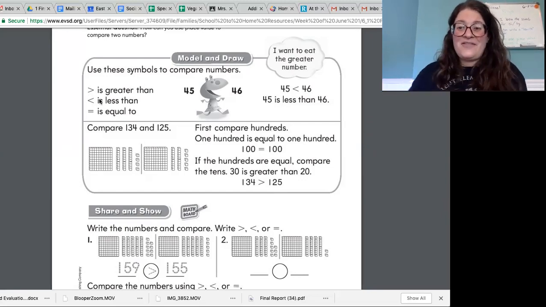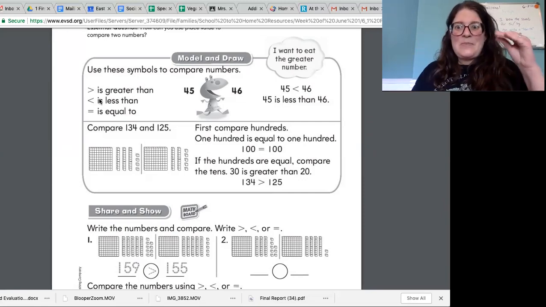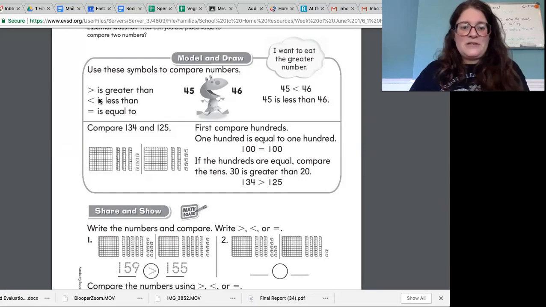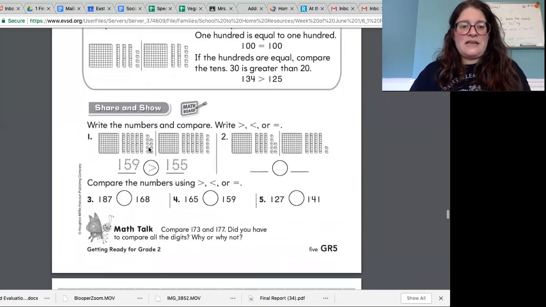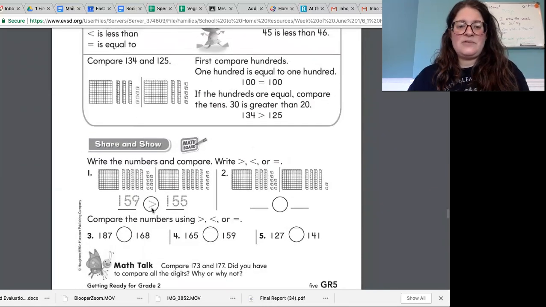And the song that I found does that. So the alligator always wants to eat the biggest number. Jump, jump, jump. So if you look down here at the example, you're going to be reading this sentence from left to right, just like you read any sentence. And so that's why you have the same symbol, but it faces different ways, because sometimes you have to face it this way, other times you have to face it the other way.